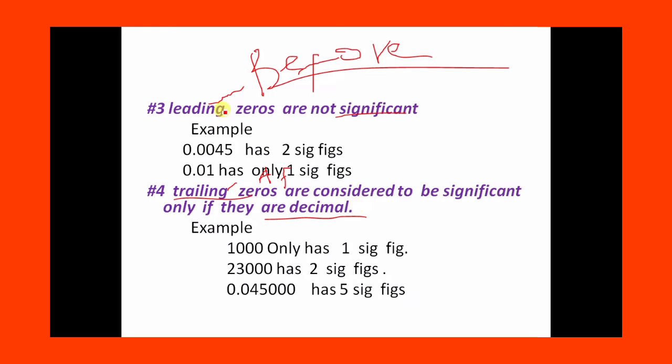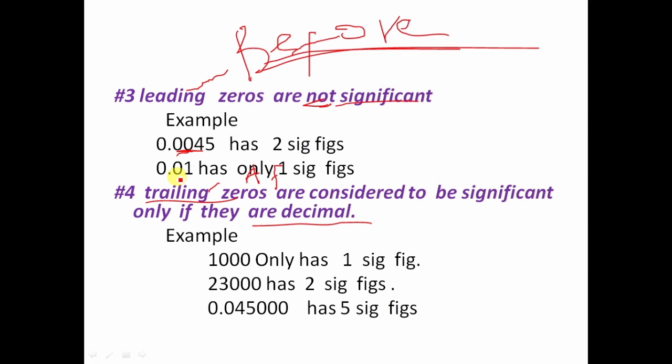Example for leading zeros. These two are leading zeros, that means zeros which come before a non-zero digit. Hence they are not significant. Hence for this number, we have to count only two significant figures. Similarly for this number, this zero is a leading zero, hence it cannot be counted as significant. So the number 0.01 only has one significant figure.